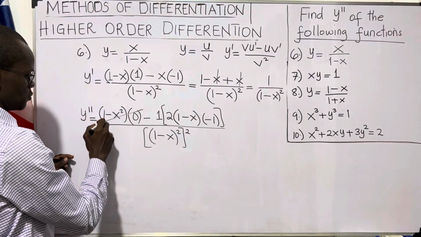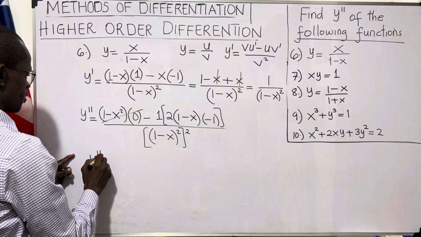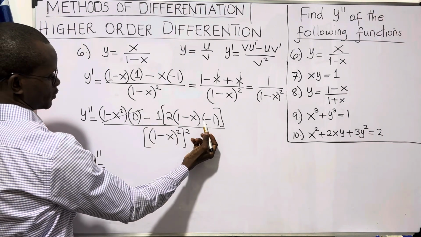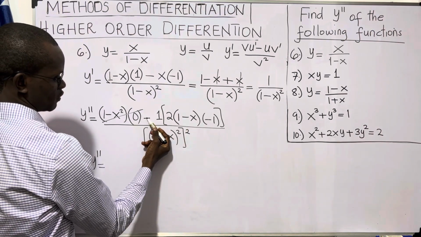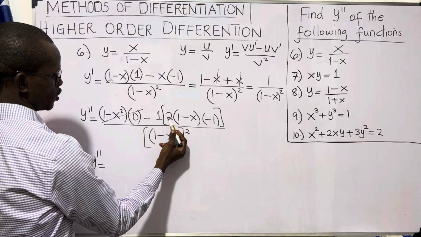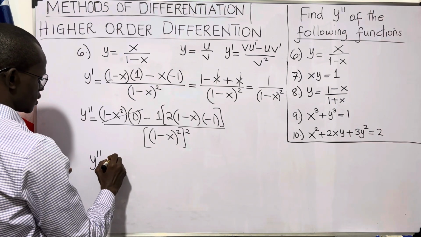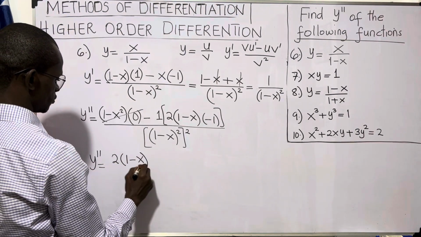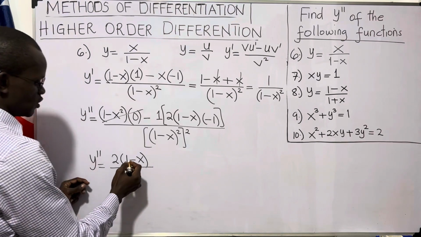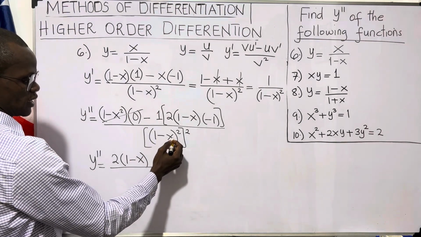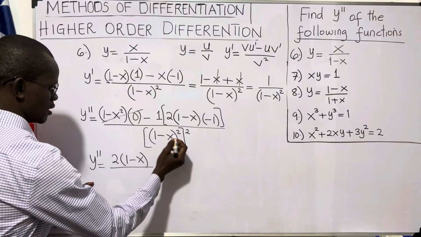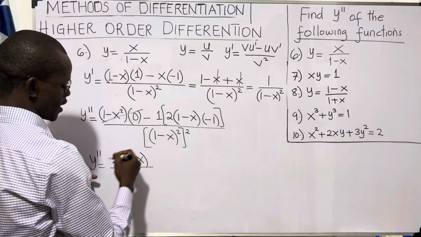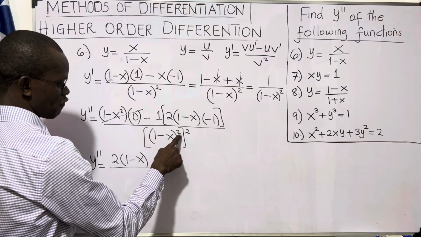So this whole first portion goes out. So y prime prime equals. Now we can simplify right here. Negative times this negative is positive. So now you just have 2 times 1 minus x all over. Now this 1 minus x is the same 1 minus x down here. So we can just, now look here. 2 times 2 is 4. So this is 1 minus x raised to the 4th power.